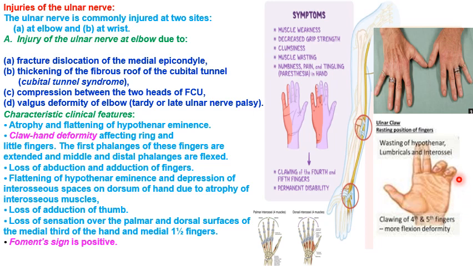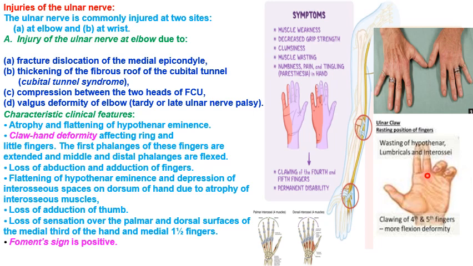And there is claw hand deformity that is seen where there is extension at the metacarpophalangeal joints and flexion at interphalangeal joints, which is due to the paralysis of the lumbrical muscles, which are the third and fourth lumbricals.